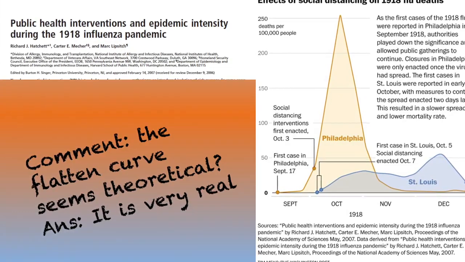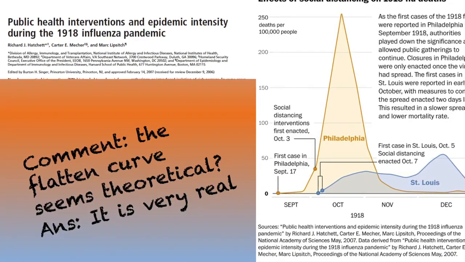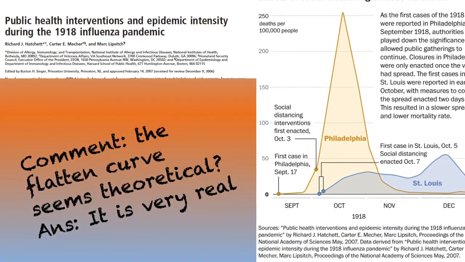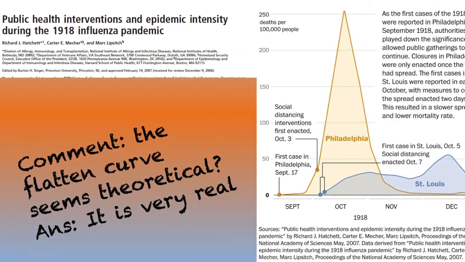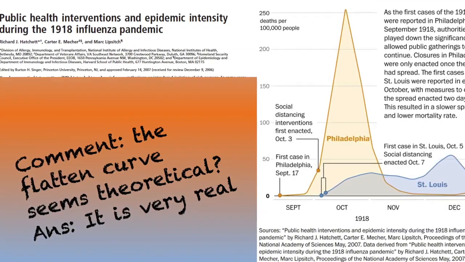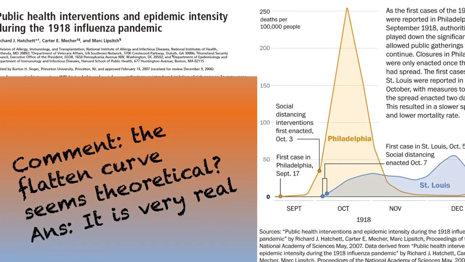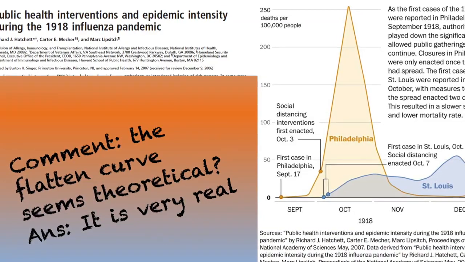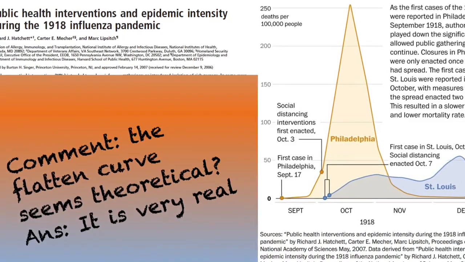You can see from this paper, and it was written in 2007 by Professor Hatchett et al. And you can see that there's two different peaks here. One is in Philadelphia, and Philadelphia, the first case in Philadelphia occurred on September 17th, and social distancing protocols were not enacted until October 3rd. The story in St. Louis was much different. Social distancing protocols were enacted 2 days after the first case.